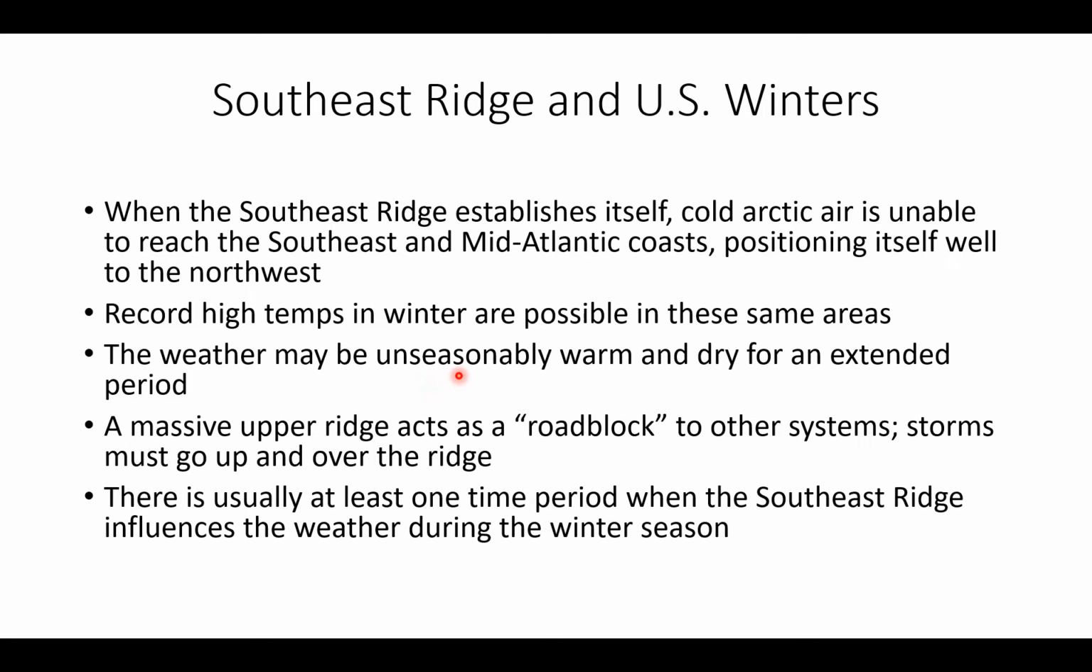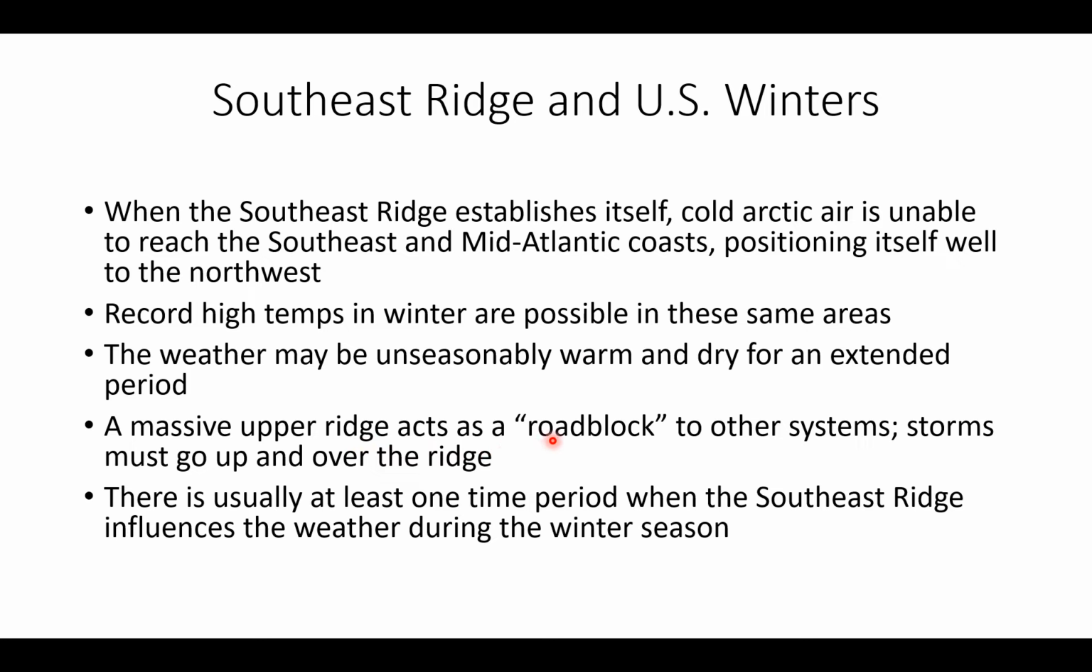So that gets into the blocking type pattern that I was mentioning. A massive upper ridge acts as a roadblock to other systems. Storms must go up and over that ridge. Basically the way things work is areas of lower pressure seek out the paths of least resistance, and those areas of low pressure want to seek out lower troughs or lower heights in the atmosphere.